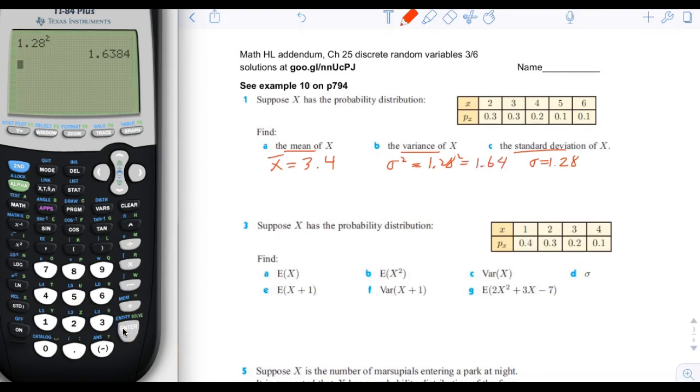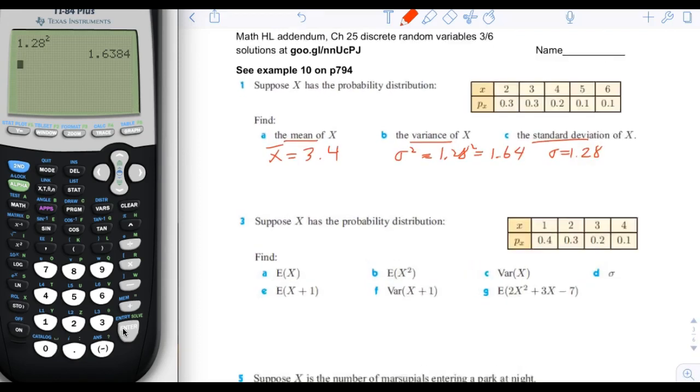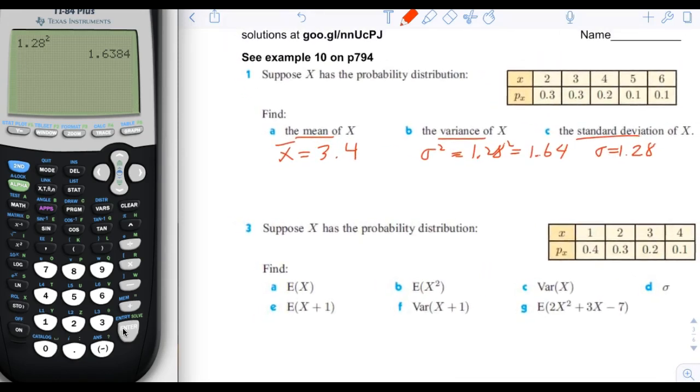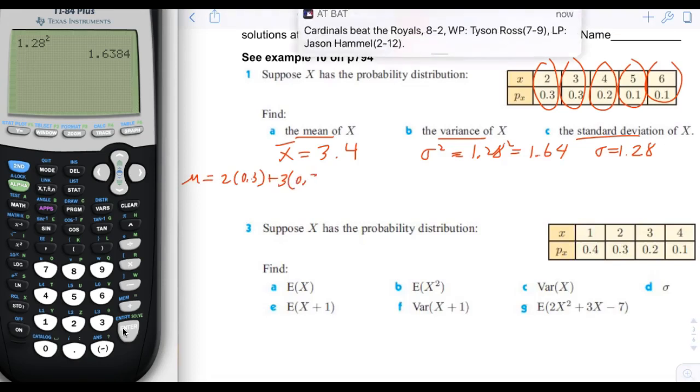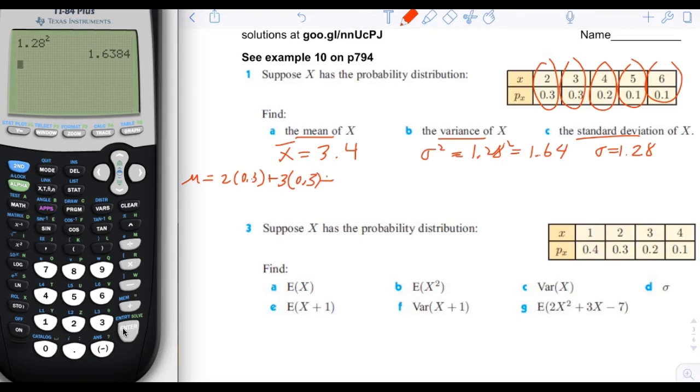Okay? So now how would you have done this by hand? For the mean, that's something we've done in other problems. Basically, you just take each one of these pairs and you multiply them together and then add them up. So you would say the mean is equal to 2 times 0.3 plus 3 times 0.3 plus 4 times 0.2, etc. See, that's pretty easy, right? You just do all those multiplications and additions.